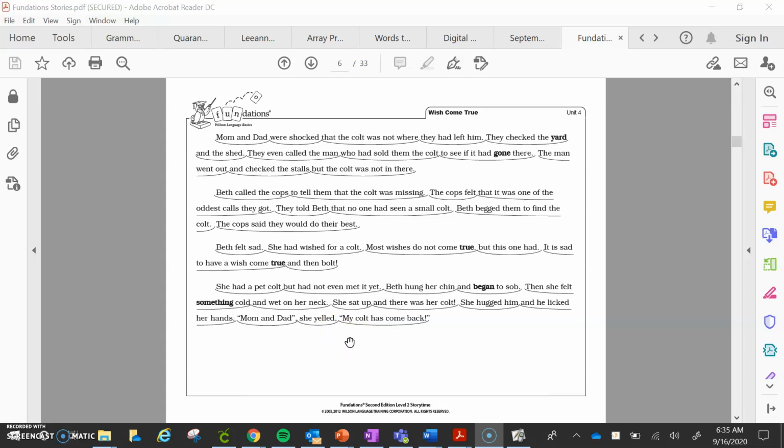So my first question is, what is this story about? Now I want to know, who are the main characters of our story? I'm looking for 3 main characters. I also want to know, where does this story take place? What is the setting of the story? Is there a problem or a challenge in the story? And if there is a challenge, how does the character handle the challenge?